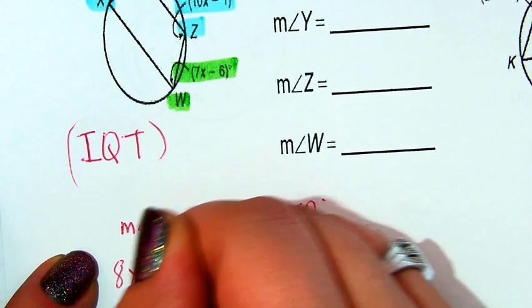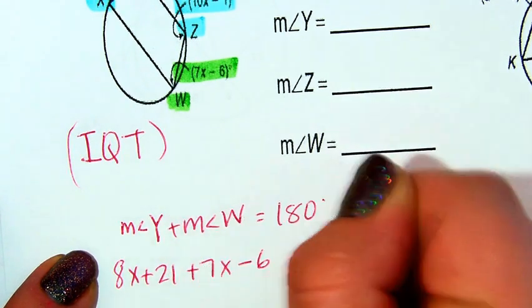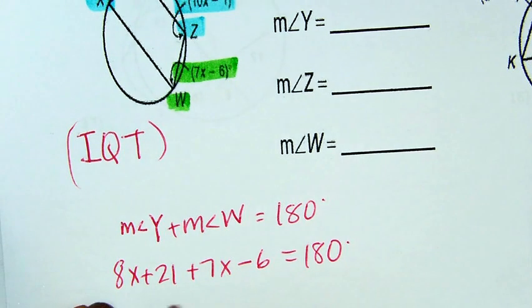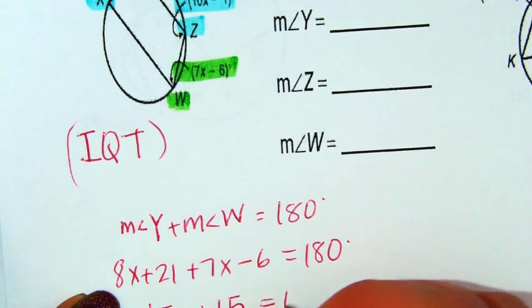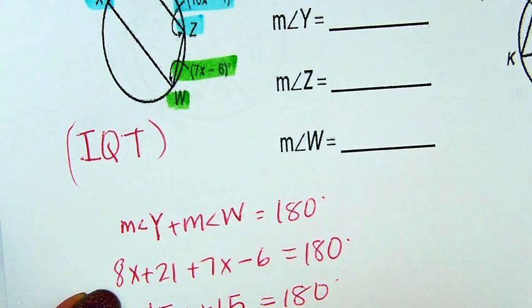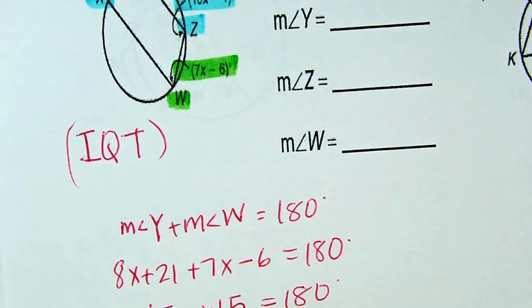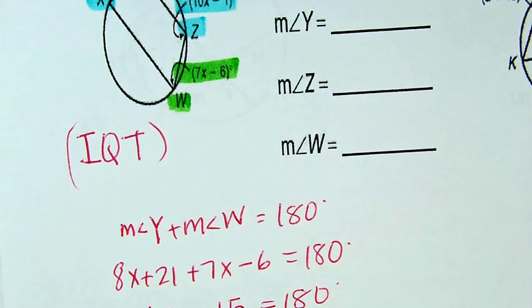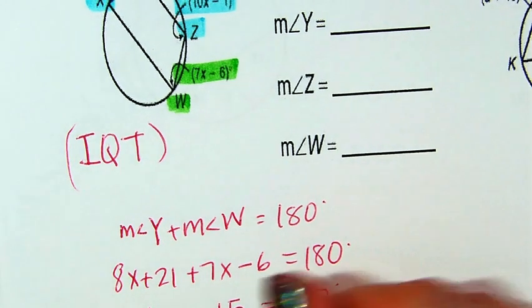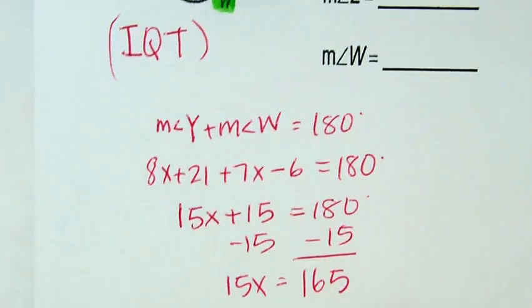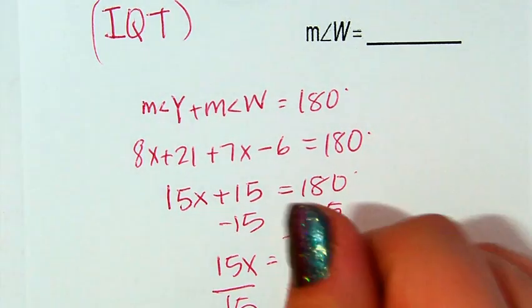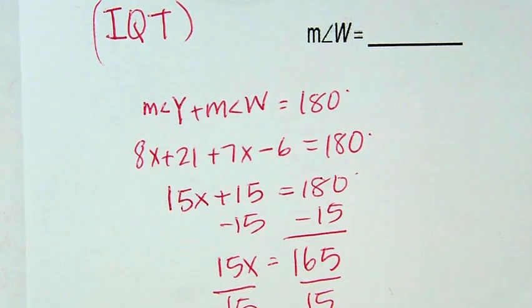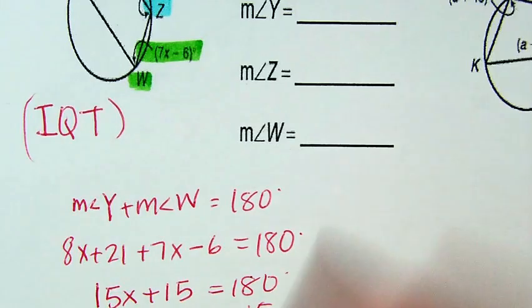So we have 8x plus 21 plus 7x minus 6 equals 180. Combine your like terms, we end up with 15x. 21 minus 6 is 15, equals 180. Subtract 15 from both sides. 180 minus 15 is 165. And if we divide this by 15, x equals 11.